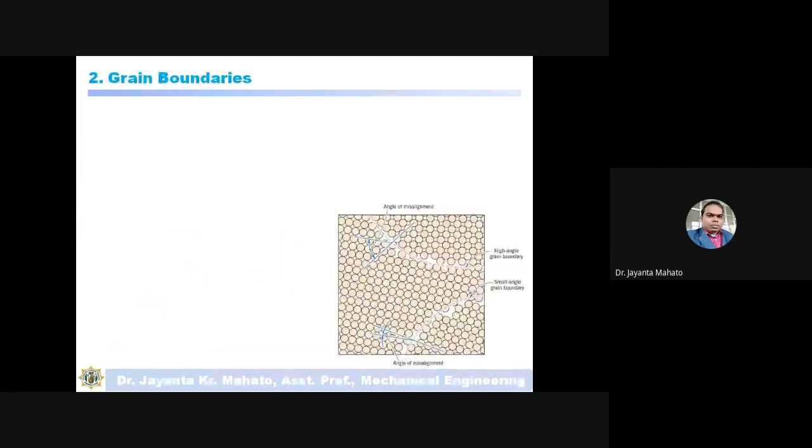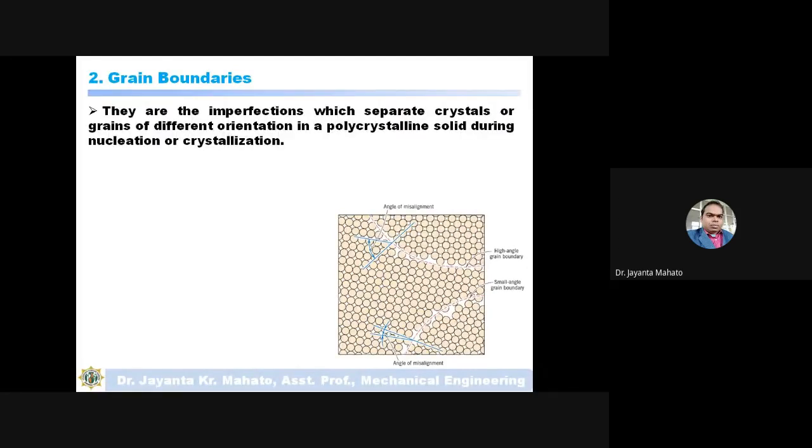Now, second is grain boundary. Grain boundaries are the imperfections which separate crystals or grains of different orientation in a purely crystalline solid during nucleation or crystallization. Means during nucleation and then crystallization, what happens? All the atoms will not arrange in a regular way. It will arrange irregularly.